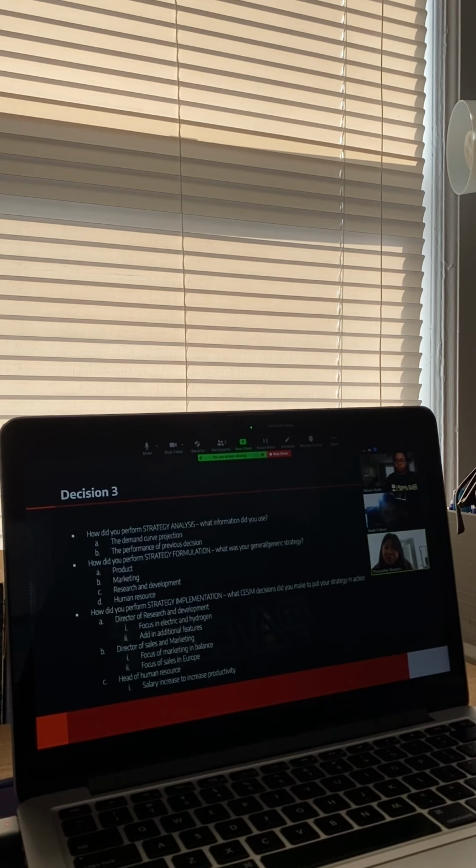And for decision 3, from a strategy analysis, we looked at the previous decision results and analyzed them to formulate our decision, as well as continuing the demand curve projection analysis. For our strategy formulation, additionally, instead of just product and marketing, we also input some data for research and development, as well as human resources. From these formulations, we were able to implement the following.